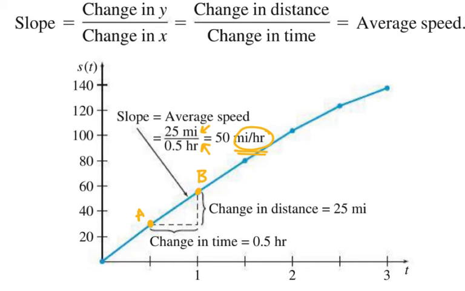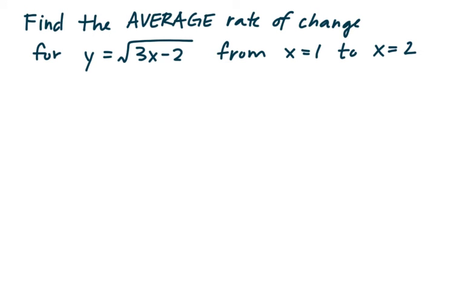So let's just look at one average rate of change example. For this example, we're going to find the average rate of change for this function, y equals the square root of the quantity 3x minus 2 from x equals 1 to x equals 2. Now, x equals 1 is our starting or our initial point, so that's my a value. X equals 2 is my terminal point, that's my b value. In a sense, we're thinking about this as an interval from x equals 1 to 2.